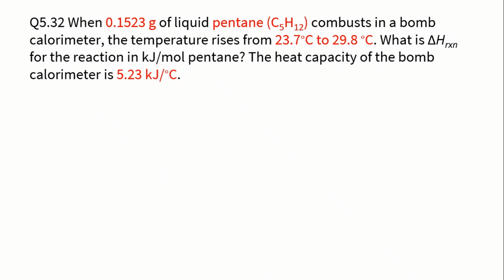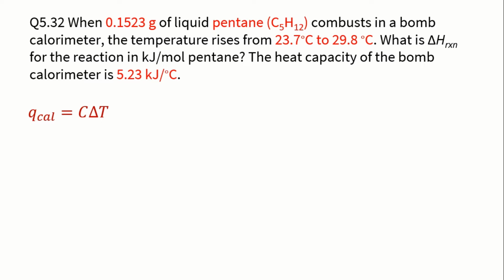Question 5.32 from the homework: combustion analysis of pentane in the bomb calorimeter leads to a temperature change from 23.7 to 29.8 degrees Celsius. What's the delta H of the reaction, given that the heat capacity of the bomb calorimeter is 5.23 kilojoules per degree Celsius? So from that, we should think, well, I need to find what's the energy, what's the heat, right?